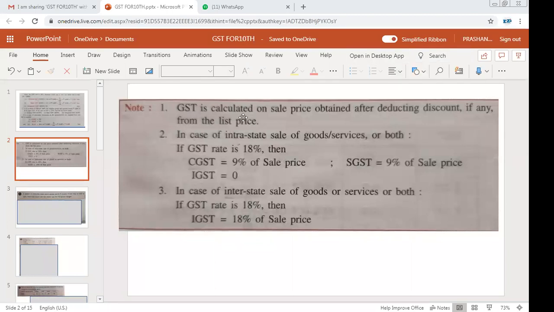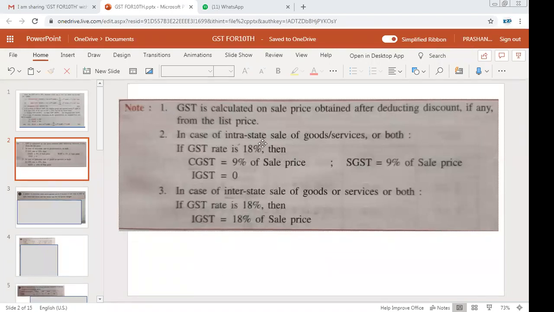Okay guys, understand that GST is calculated on the sale price obtained after deduction of discount. So if a list price is given, first we reduce the discount, and then on whatever price is left after discount, the GST is calculated. That is point number 1 you'll have to remember.